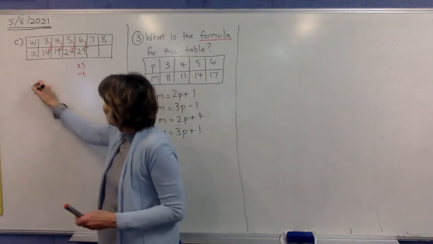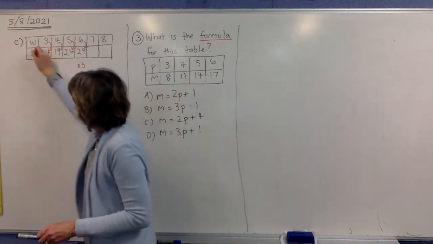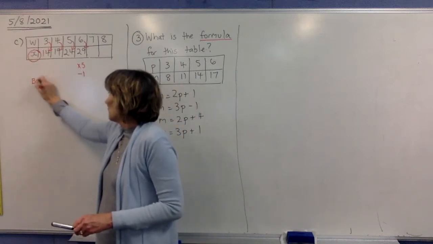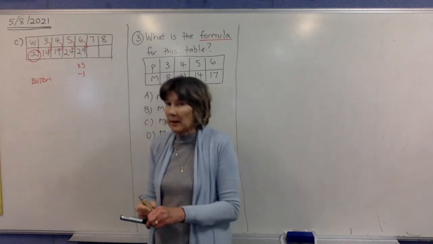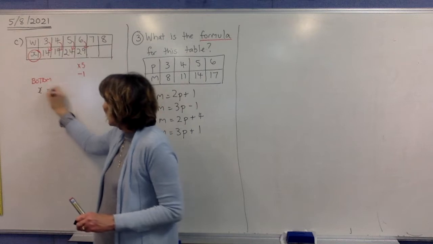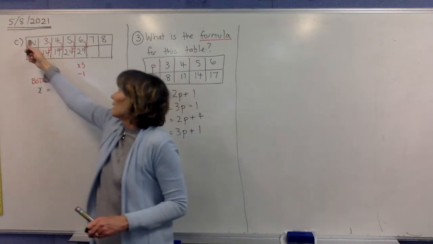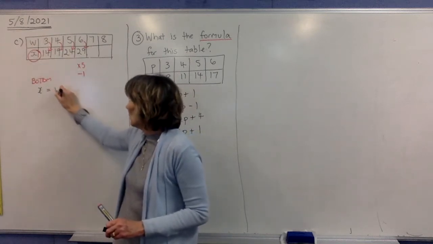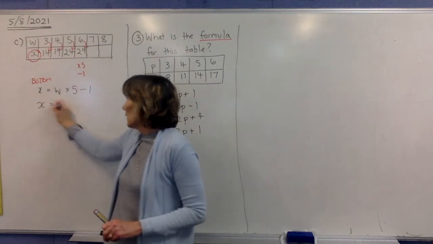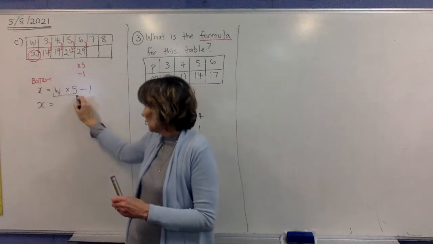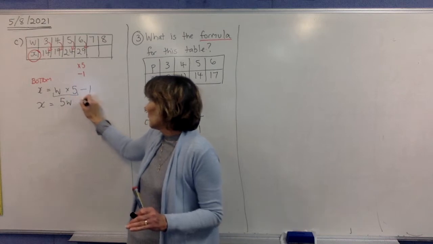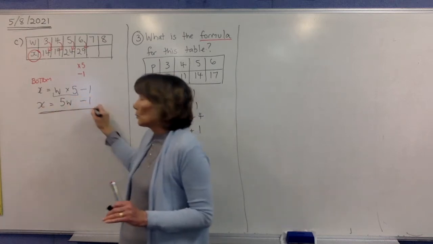So our answer, start with your bottom letter here. Always start with your bottom letter. And your bottom letter in this case is X. X is not normally written on the bottom, but it is here, so we have to start with X. So X equals, we're taking the top letter, which is W, timesing by 5 and subtracting 1. So then we just get this bit here and simplify it. W times 5 is 5W. And put your minus 1 and you've got your rule.